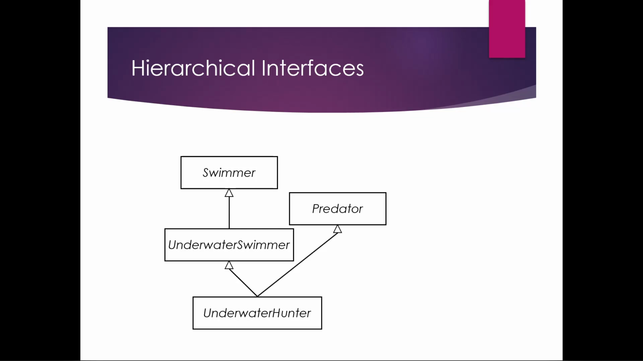An interface can inherit from another interface in many programming languages, Java specifically. So I can have a swimmer, a specialized version called an underwater swimmer, and a specialized version of that called an underwater hunter, which also implements the predator interface. So interfaces can extend other interfaces, but classes must implement interfaces. There's a little bit of a difference inside there.